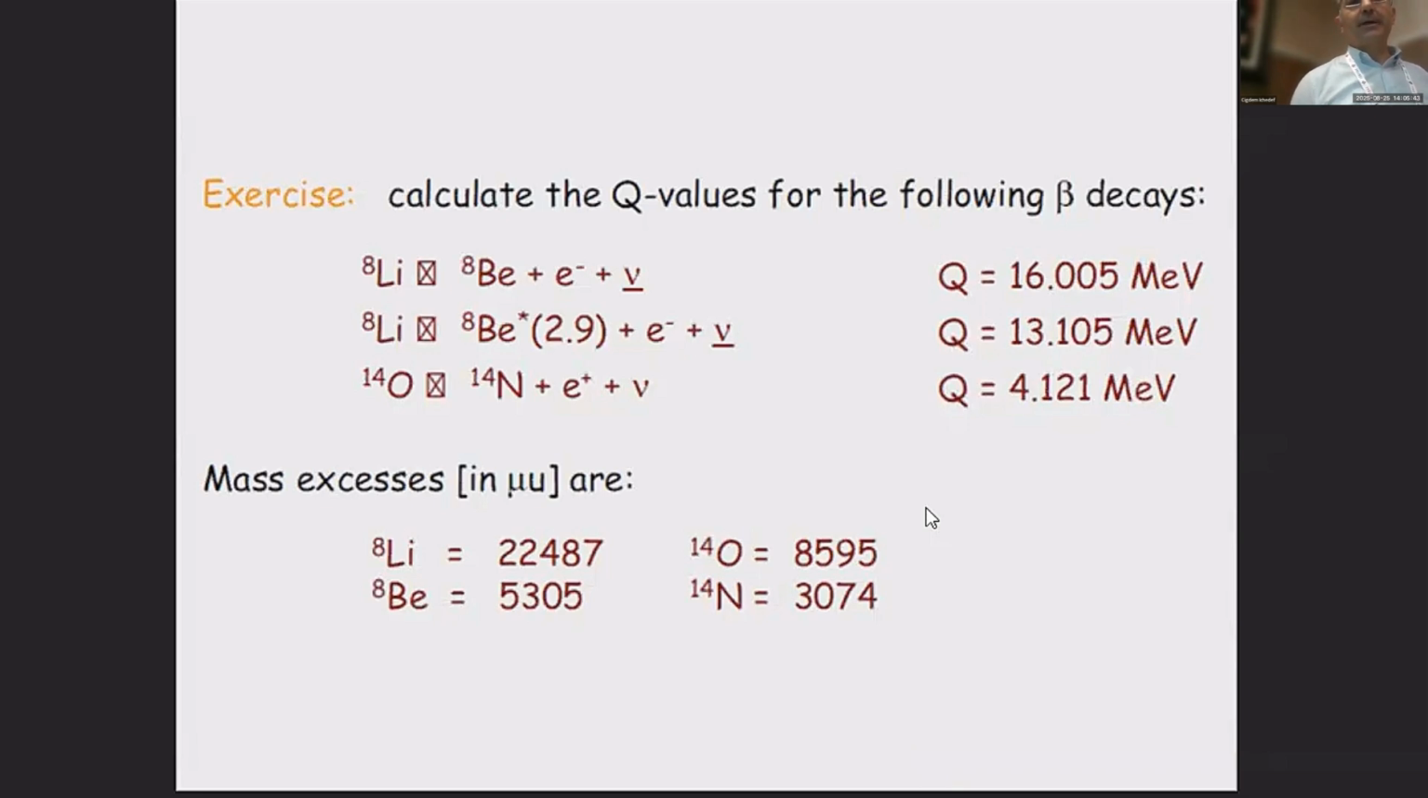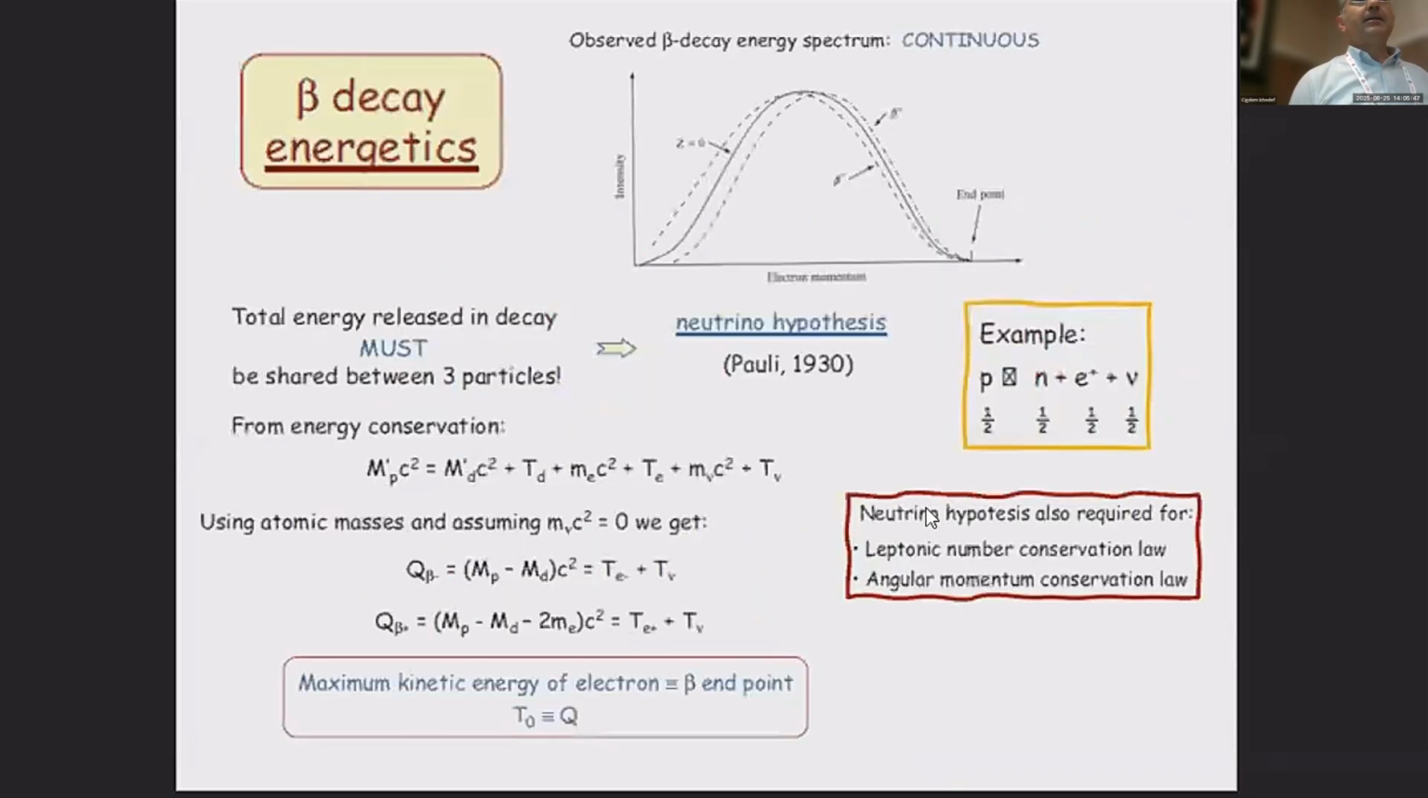Therefore, please calculate the Q values of such beta decays. These are important for diagnosis, actually. Mostly beta decays or positrons have been used for PET or even SPECT for diagnosis, but now recently for therapeutic cases, it is also used.